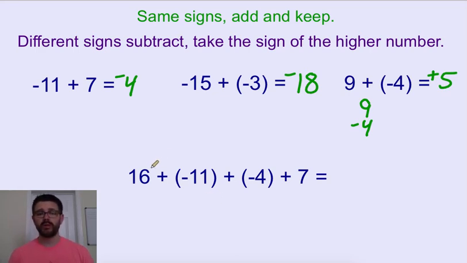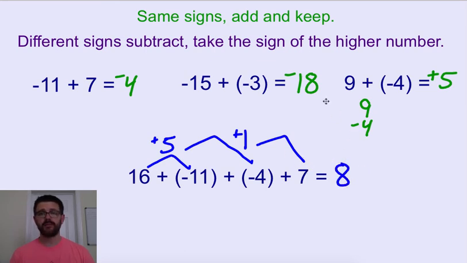Work through it however you need to. So some of you would just go one at a time. 16 plus -11, they have different signs, so we subtract and get 5. We take the sign from the bigger number, which was my positive. Then 5 and -4. Different signs, so we subtract. 5 minus 4 is 1. Take the sign of the bigger number. The 5 was bigger than a 4, so it's a positive. And then 1 plus 7, same signs, they're both positives, so just add them together and get 8.